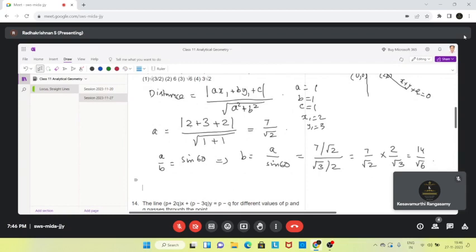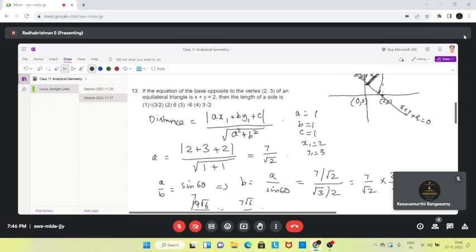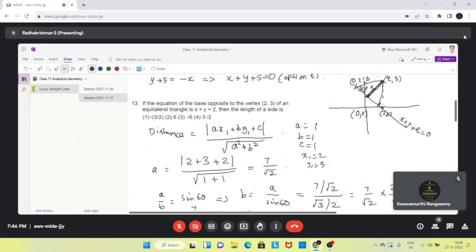7 by root 2 plus 2. So what we can write it as 14 root 6 divided by 6. So 7 by 3 root 6. I don't see the option at all. Maybe I made some mistake. Let me see. Modulus of ax plus by plus c, 2 plus 3 plus 2.